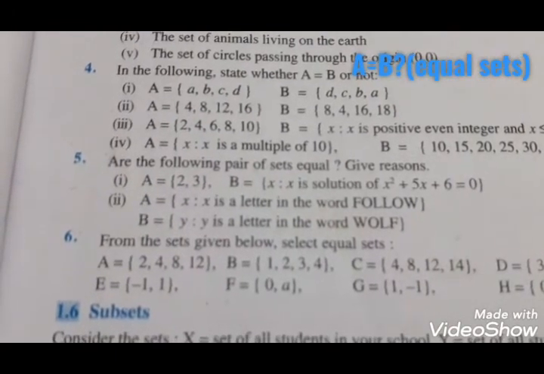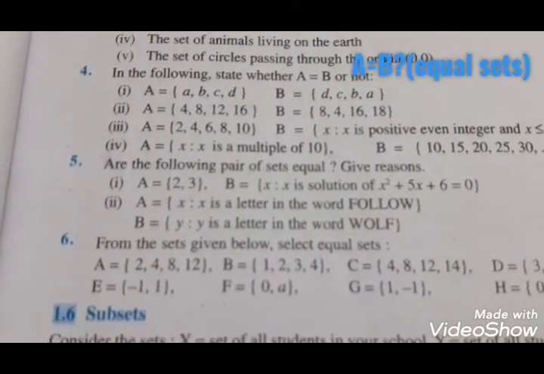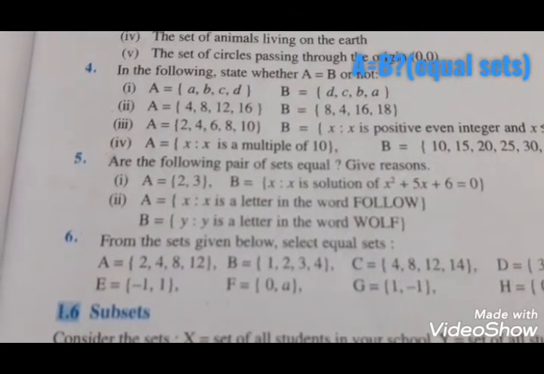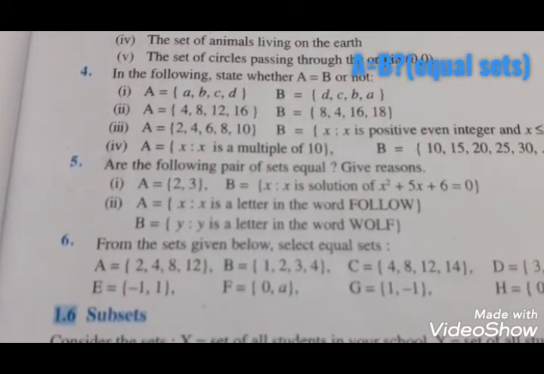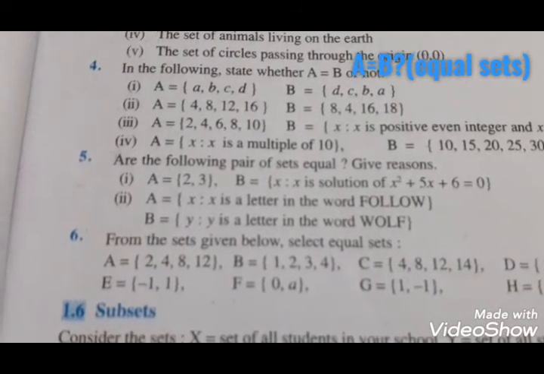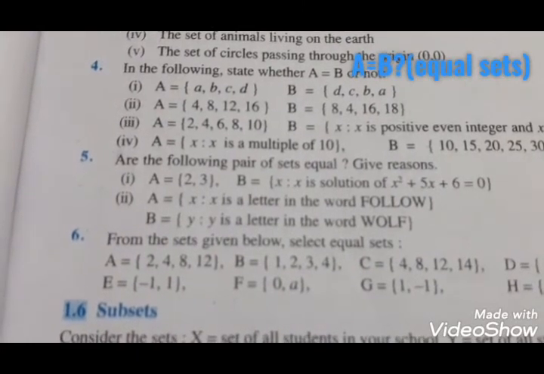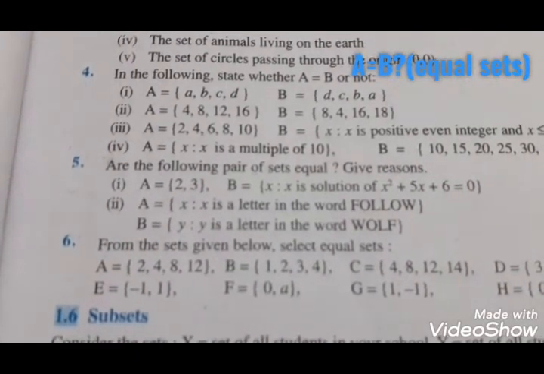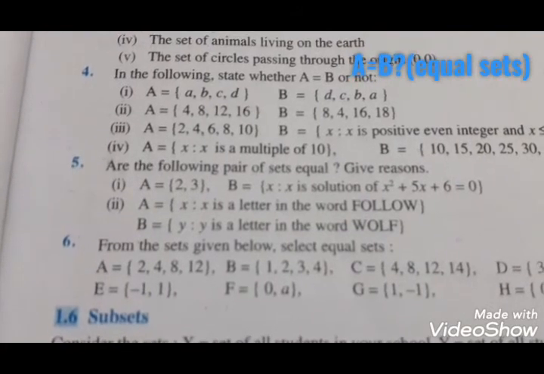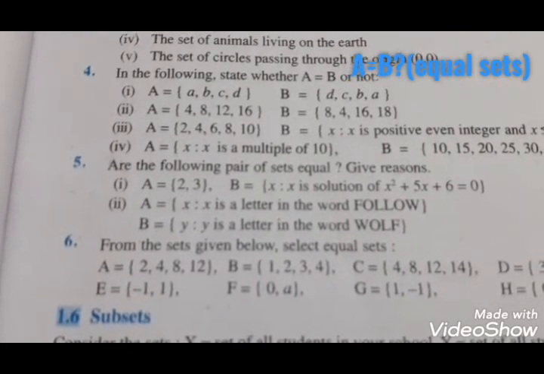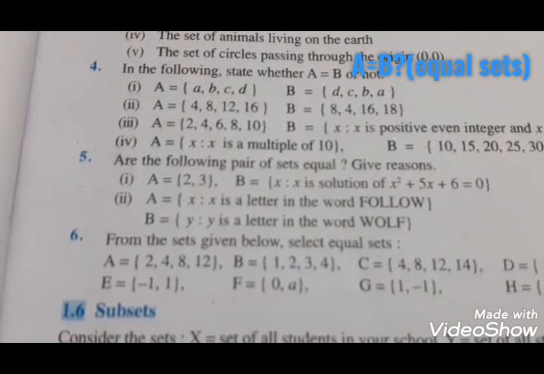So set A contains 2, 4, 8, 12. In set B, 2 and 4 are included, but 8 and 12 are not included, so A is not equal to B. Similarly, 4, 8, 12 of set A are included in set C, but 2 is not included. Instead of 2 there is 14, so A is not equal to C. Again, set D contains 1, 2, 3, 4 and B also has 1, 2, 3, 4, so here we say that B and D are equal.